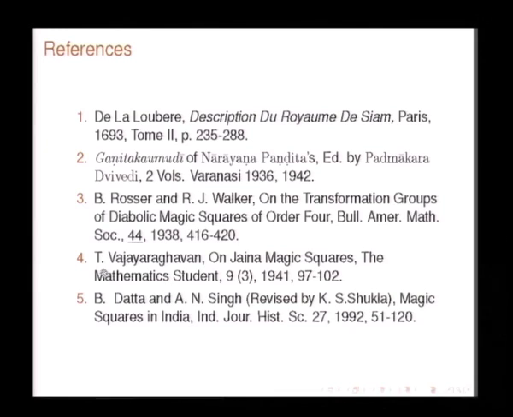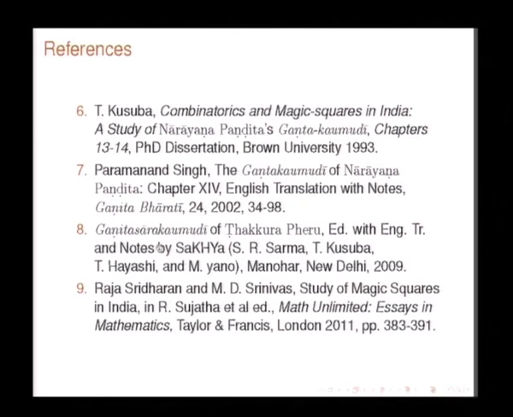And this is the paper which I was referring to, Professor Vijayaraghavan, on Jaina's magic square, and this was referred to by Professor Srinivas also during his talk. Kusuba has taken a couple of chapters of Nārāyana Pandita, chapters 13 and 14. 13 deals with combinatorics and 14 deals with Bhadra Ganita, this magic square, and this was his PhD dissertation submitted in Brown University, and Paramanand Singh has also brought out an English translation.